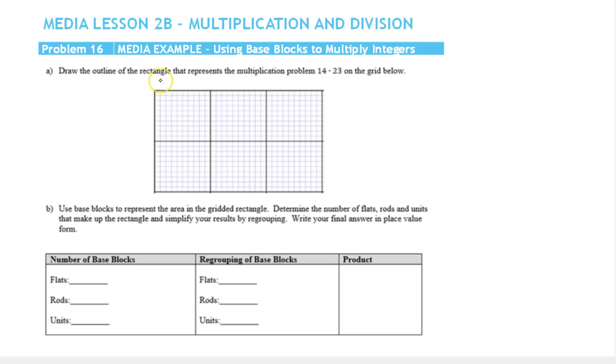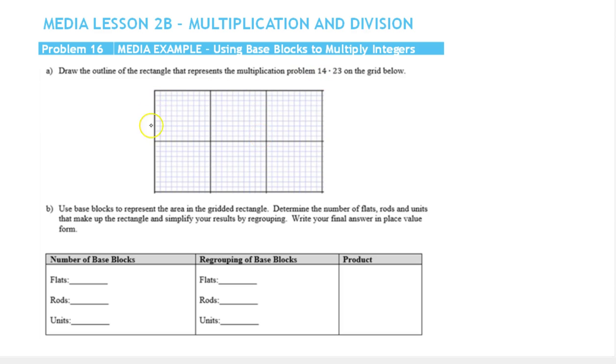And it says, draw the outline of the rectangle that represents the multiplication problem 14 times 23 on the grid below. Okay, so basically we're going to use the area model that we talked about before to multiply. So each one of these is 10 long. Okay, so these are actually flats in here. You could think of them as flats. They're 10 by 10 with the darker ones. The little ones inside, those would be units because there's 100 of them. And any single row or single column would be equivalent to a rod.